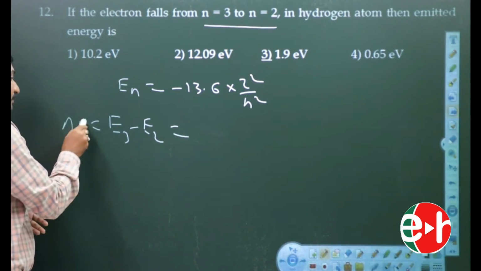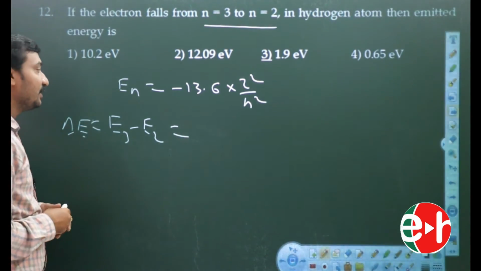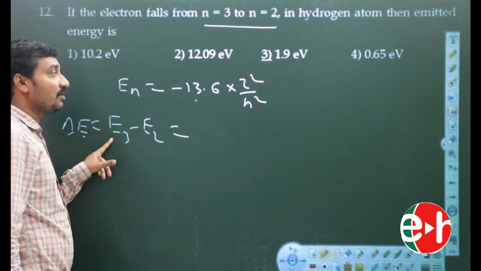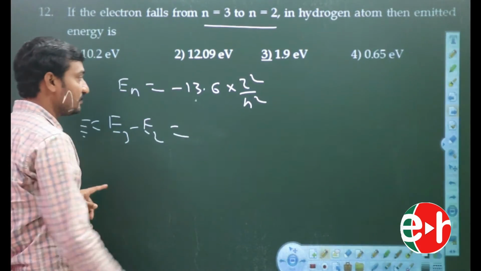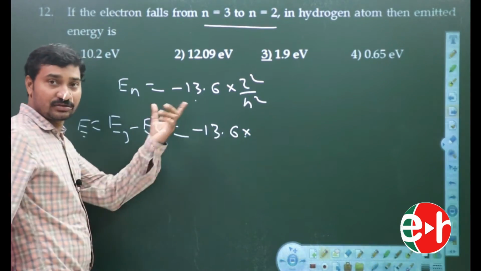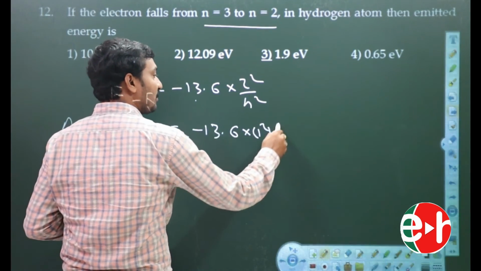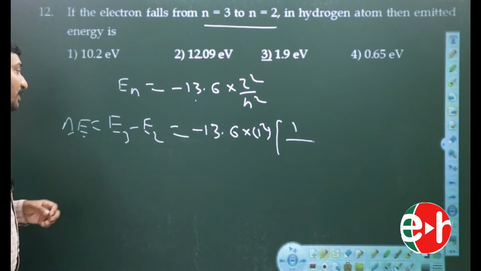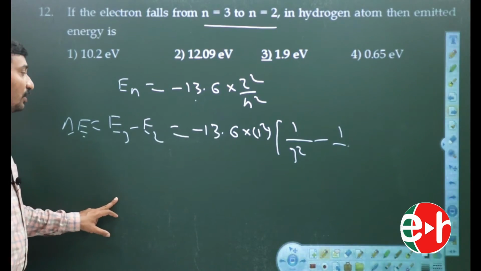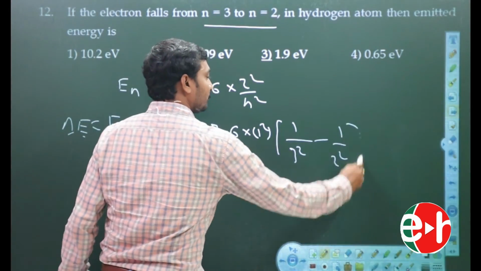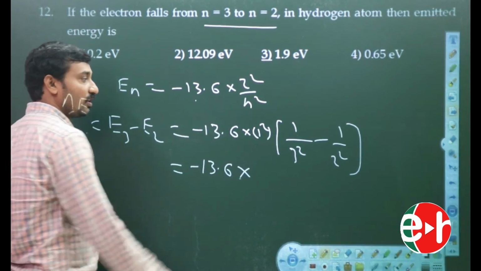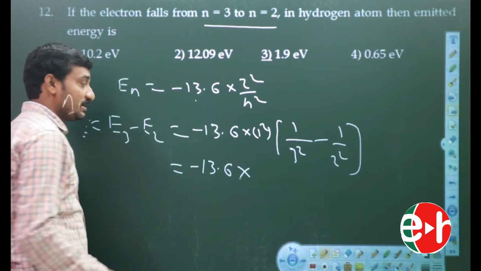That is equal to delta E. E3 minus E2: minus 13.6 Z square is common. Why is minus 13.6 Z square common? Because it is a hydrogen atom. So minus 13.6 into Z square, and Z square value is 1 because hydrogen atom Z is 1, so 1 square is common, into 1 by 3 square minus 1 by 2 square, with n values 3 and 2. Then minus 13.6 into 1 by 9 minus 1 by 4, LCM 36.